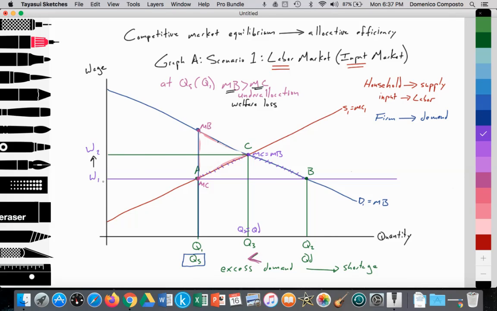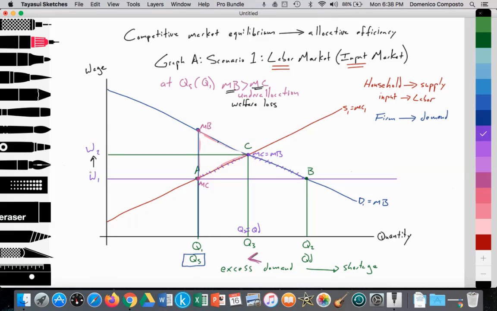And we are starting off with a wage of W1. At wage W1, the quantity demanded by firms at point B is set at Q2, but the quantity supplied by households is set at point A or at Q1. We'll notice that at a wage of W1, Q2 is greater than Q1, or quantity demanded is greater than quantity supplied. Thus, we have excess demand. Thus, firms are facing a shortage.